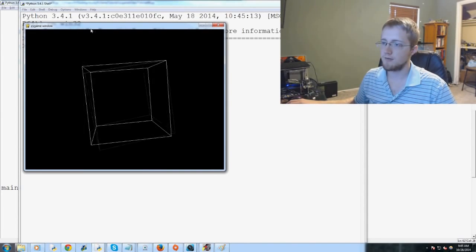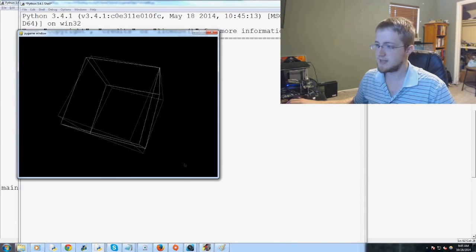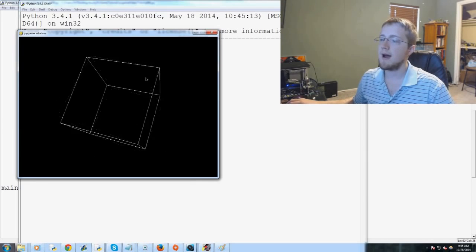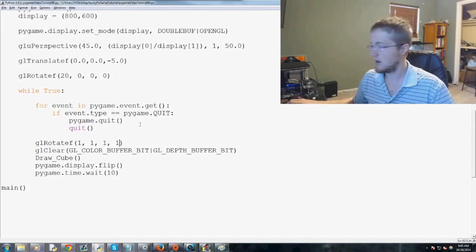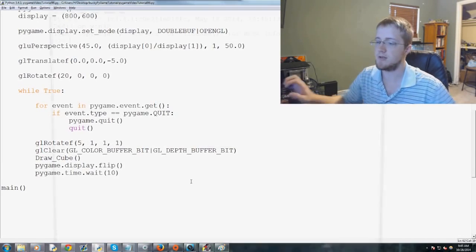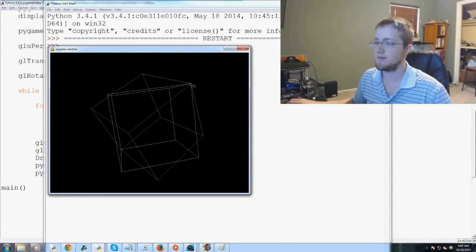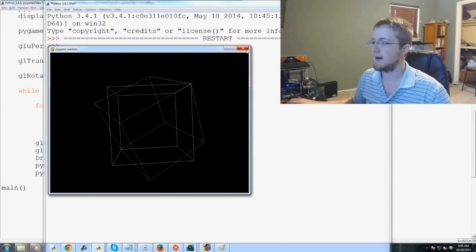And now you have yourself a beautifully rotating cube. Now, I record at like 7 frames a second, so it probably doesn't look as good on my screen as it does on your screen, but there you have a rotating cube. Conversely, we can obviously change some stuff up here. We could rotate this by 5 units, let's say. Quite the fast rotation there.